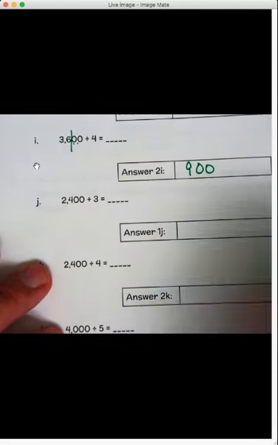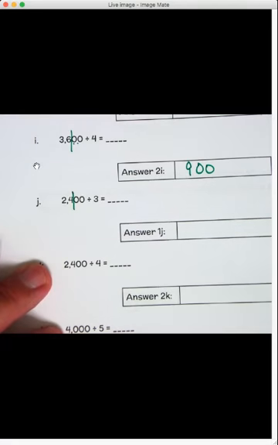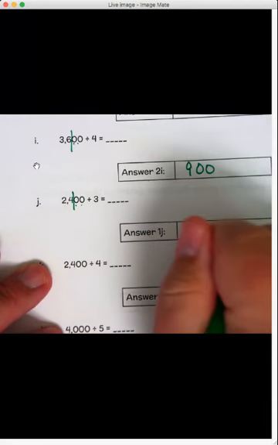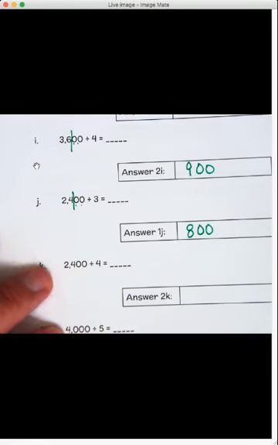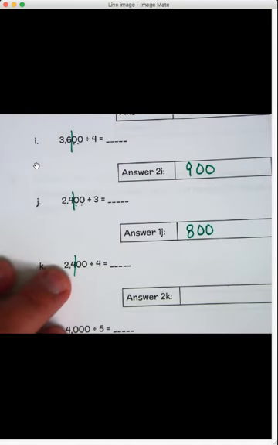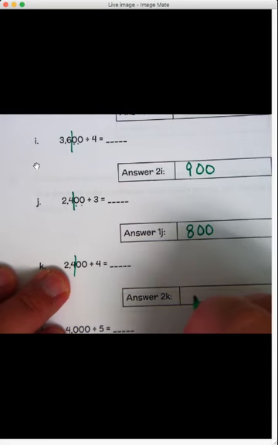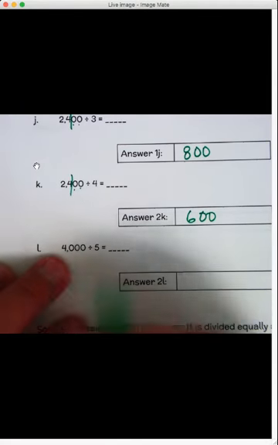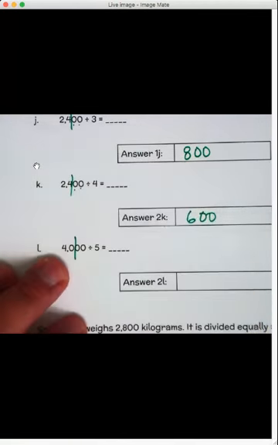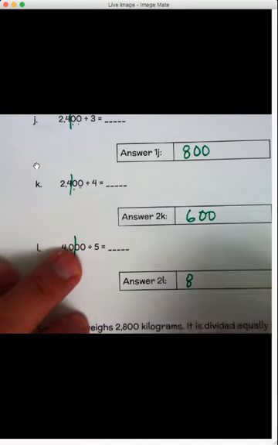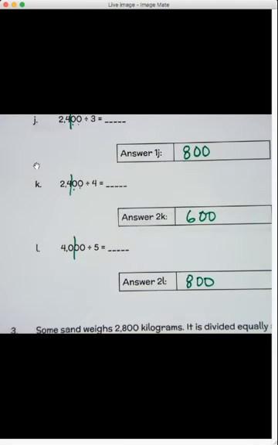2,400 divided by 3. You can't do 2 divided by 3, but you can do 24 divided by 3, and that is 8. And then we've got 2 zeros. Okay, 2,400 divided by 4. Can't do 2 divided by 4, but you can do 24 divided by 4. That's 6. And then 2 zeros. 4,000 divided by 5. You cannot do 4 divided by 5, but you can do 40 divided by 5. 8 times 5 is 40. And then 2 zeros.